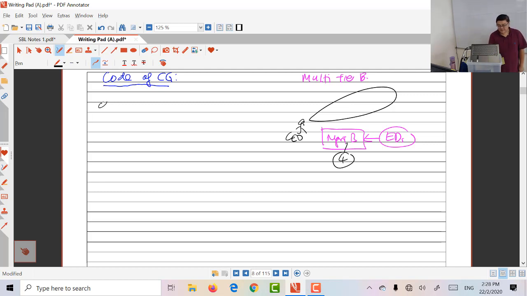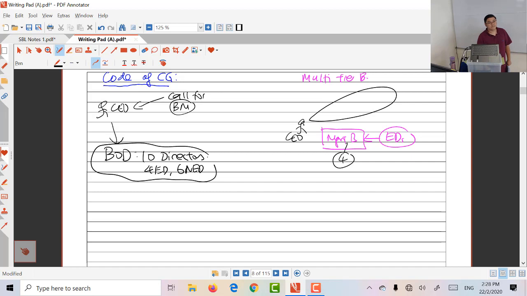Now, imagine we have a unitary board. So the same situation: the CEO wants to call for a board meeting, an emergency board meeting, ad hoc, not planned. Now, assuming that in our board, let's say we have 10 directors, 4 ED, 6 NED, and you want to call them for a meeting, today is Saturday, how fast can the meeting be?